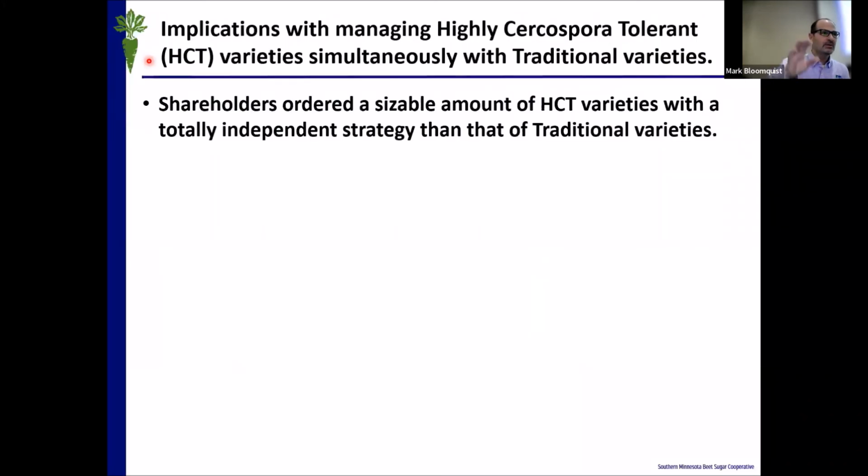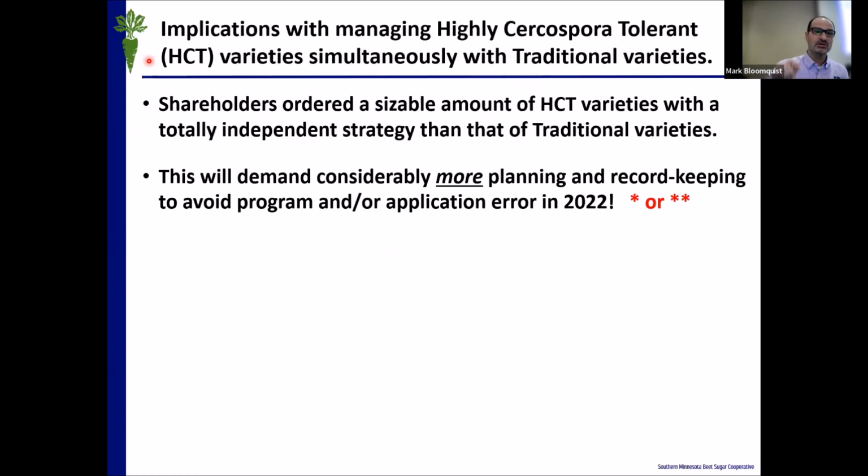In this case, we're going to try and figure out where we're going with these new HCT varieties, because folks, there are some implications with managing highly sucrose tolerant varieties simultaneously with your traditional varieties. And it's actually got me concerned. Shareholders, by the ag staff's admission, ordered a sizable amount of the HCT or the CR plus varieties with a totally different strategy that David's going to talk with you about than our traditional varieties.